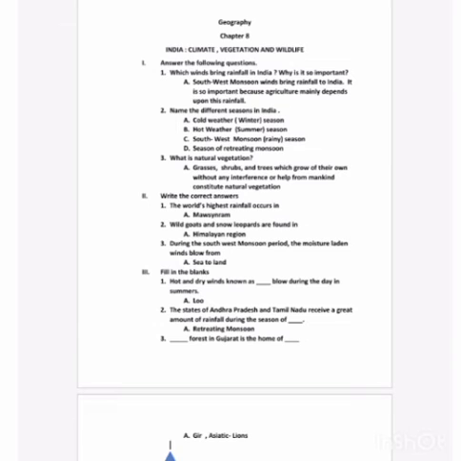Third, fill in the blanks. First question, hot and dry winds known as dash blow during the day in the summers. Answer is Loo wind. This is the hot and dry wind known as Loo. Second one, the states of Andhra Pradesh and Tamil Nadu receive a great amount of rainfall during the season of dash. The states of Andhra Pradesh and Tamil Nadu receive a great amount of rainfall during the season of retreating monsoon.